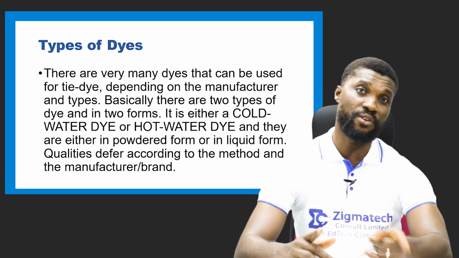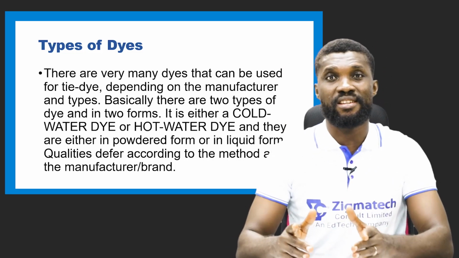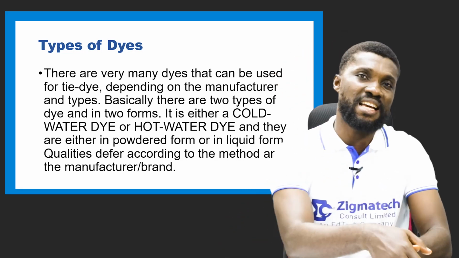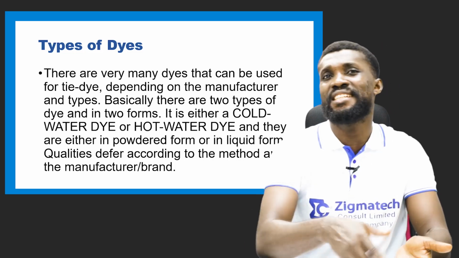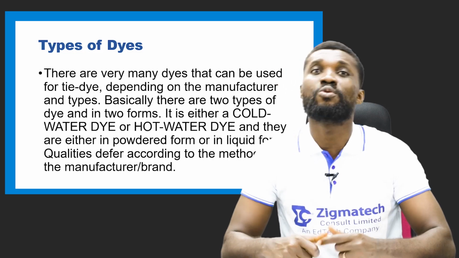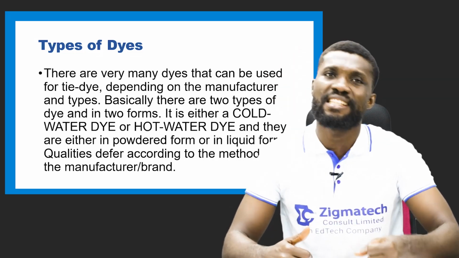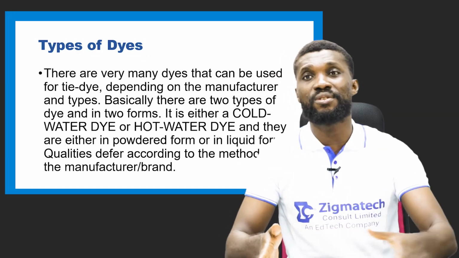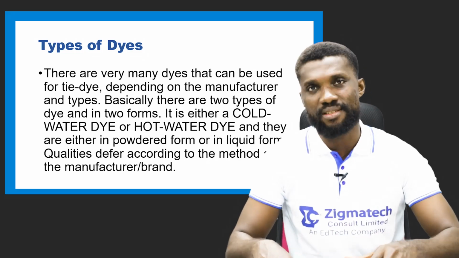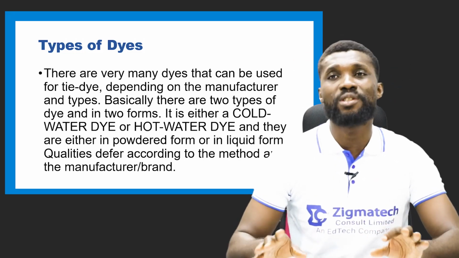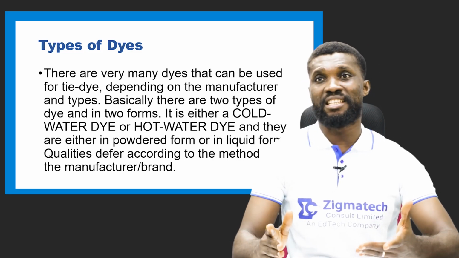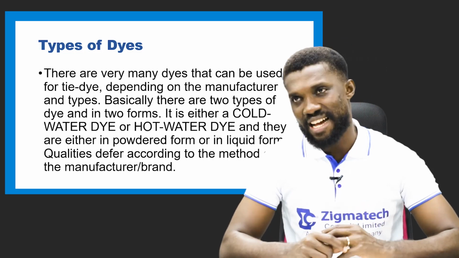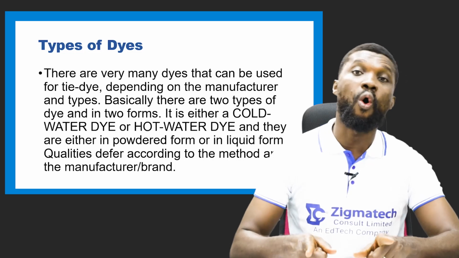Now remember in our previous class I told you that you would need a heat source as a material for dyeing. That depends on the kind of dye you're using. If you're using a cold water dye, then you don't really need any heat source as a material. But to be on the safe side, if they ask you to list the materials that are needed for tie and dye, you are free to write the heat source, because that gives you liberty of choice. So like I told you, we have 2 major types of dye, which come in 2 forms. It could be the cold water dye or the hot water dye, and they are either in powdered form or in liquid form.